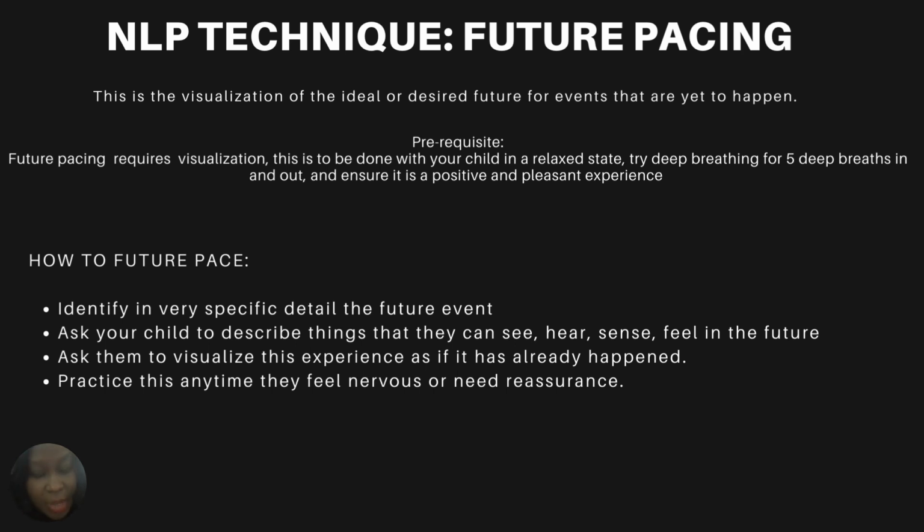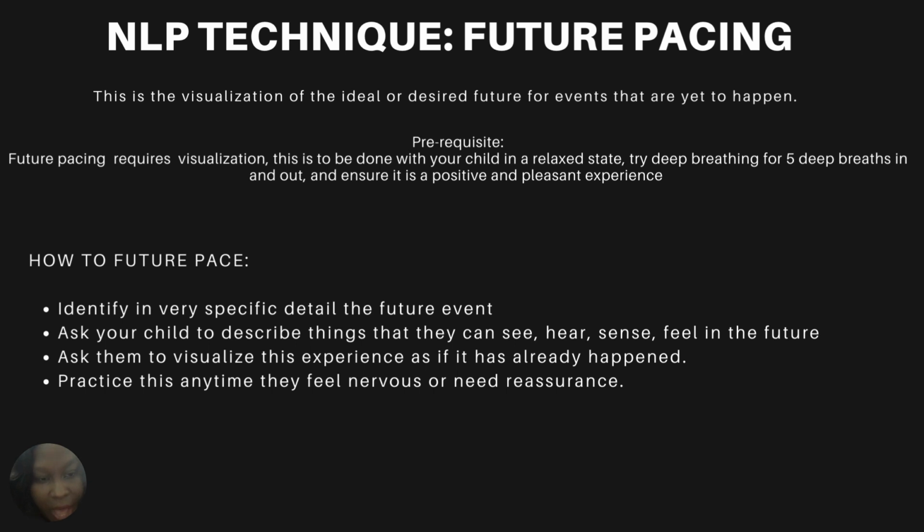The final technique we're going to look at is future pacing. Now, future pacing is looking towards the future. We do this again for an event that has not happened yet. So we've looked at anchoring and reframing. This is future pacing. Future pacing refers to an event that is yet to occur. And this is how you do it.